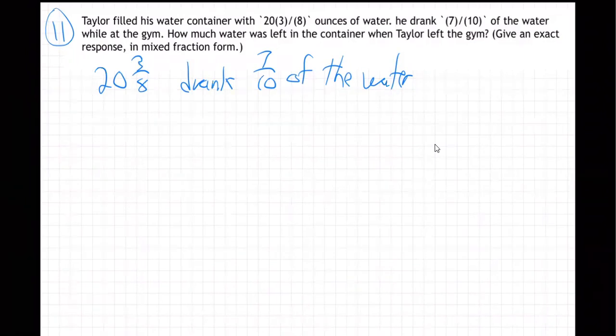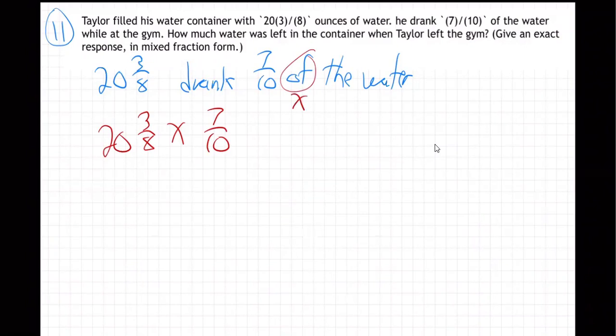If he drank 7/10 of the water, then I can take 20 3/8 and multiply by 7/10, right? Now, why? Of means multiply. That's an important principle you want to know in math word problems. So 7/10 of the water is 7/10 times the amount of water. Of means times. So how do I multiply these two fractions?